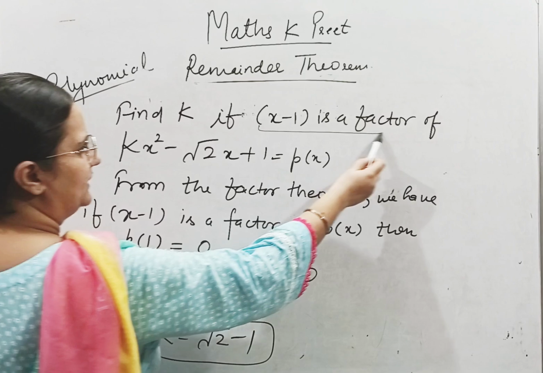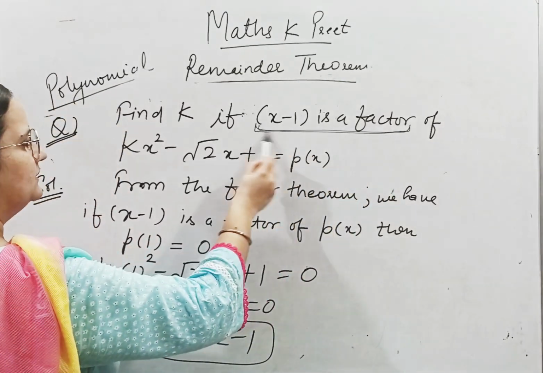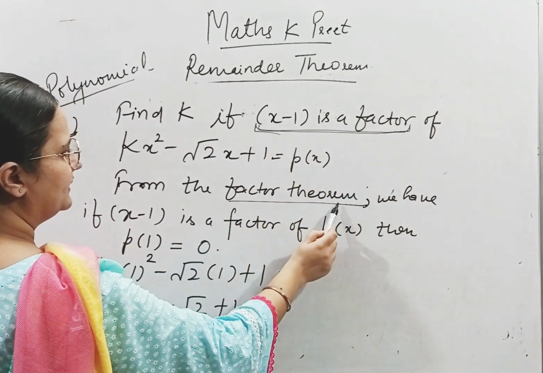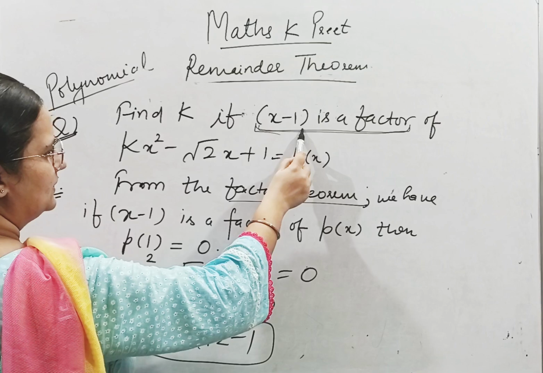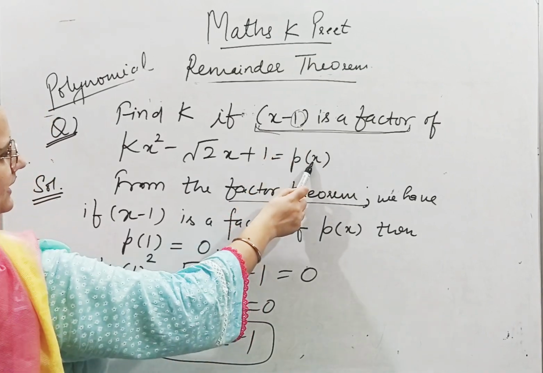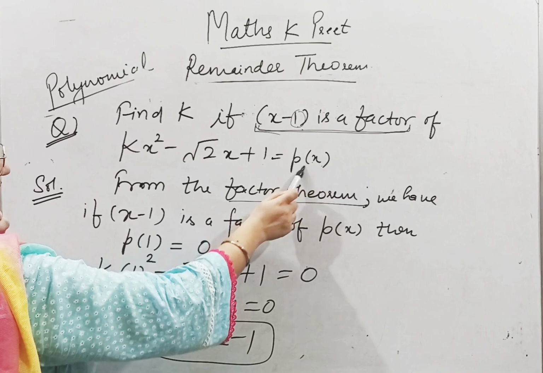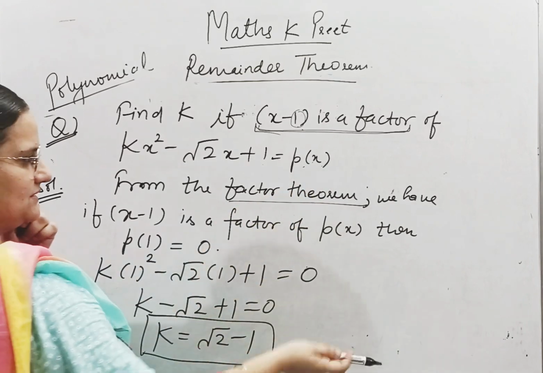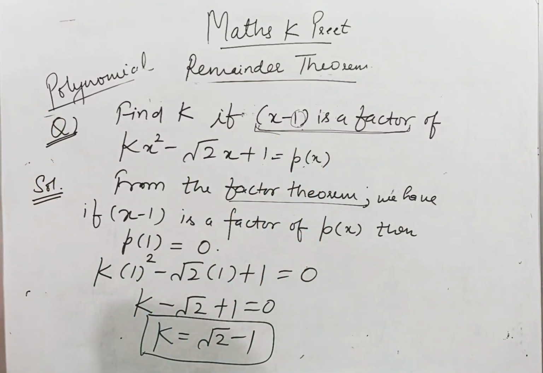So x minus 1 is a factor means we have to use here the factor theorem. And what factor theorem says, if this is a factor of some polynomial, we will put the value of this a here and this will be equal to 0. That means remainder is 0 because this is an exact factor of the given polynomial. So I hope you understand all the concepts very well.